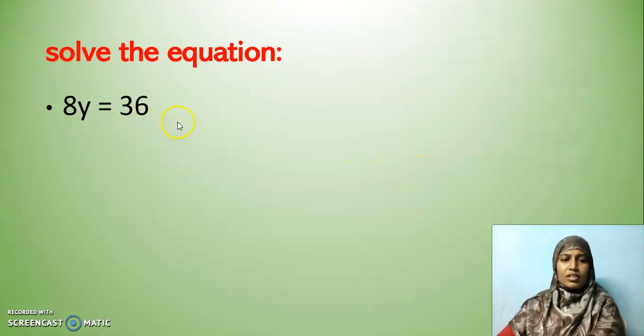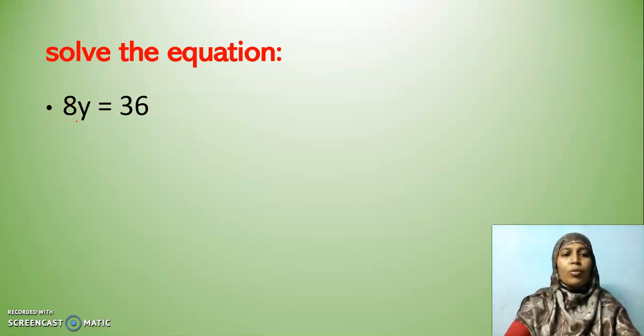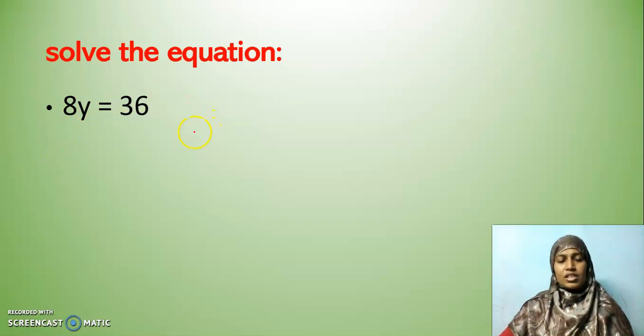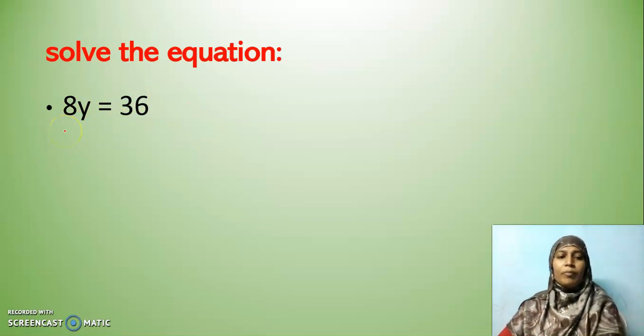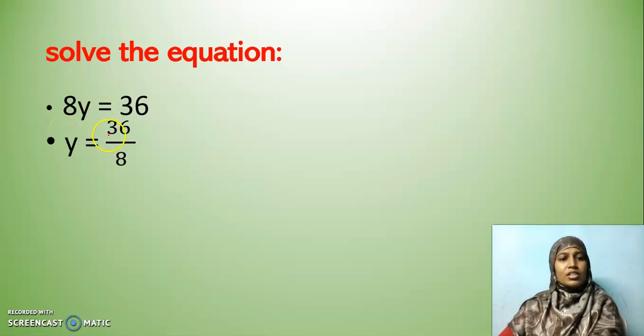Now let's have a look at the next example. 8y is equal to 36. Here what operation is there between 8 and y? It is multiplication. When it gets transferred to the right hand side, how will it be? It comes to division. So 36 by 8. Now I have to cancel this in the 2 table or 4 table. I prefer the 4 table. 2 4s are 8, 9 4s are 36. What is my solution? y is equal to 9 by 2.